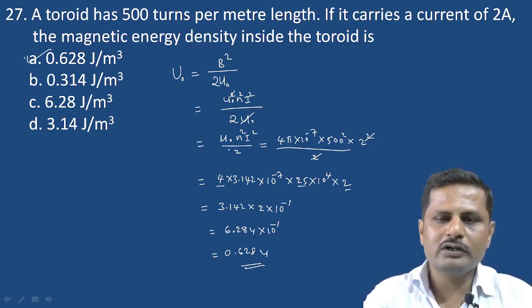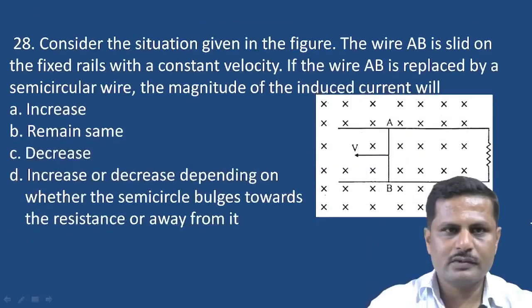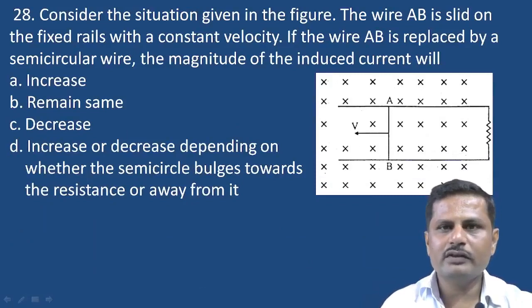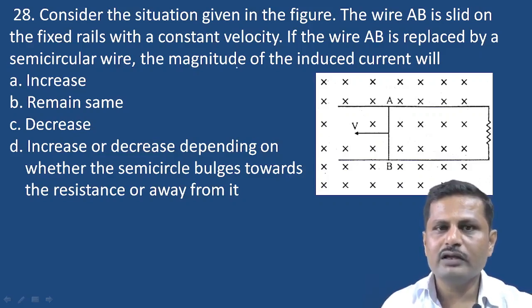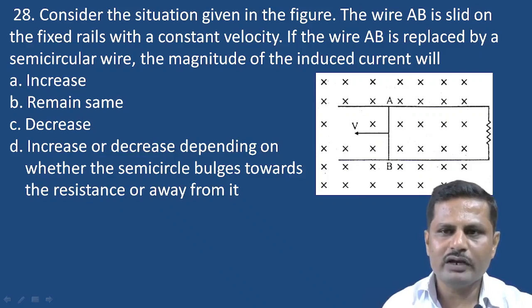Okay, moving to the next question, that is, consider the situation given in the figure. The wire AB slides on the fixed rails with a constant velocity. If the wire AB is replaced by a semicircular wire, the magnitude of the induced current will be. As you know, whenever the wire AB is moving in the direction perpendicular to the magnetic field, then the induced EMF, that is motional EMF, is given by E equals B L V. So this L is the perpendicular distance. This AB is the perpendicular distance.